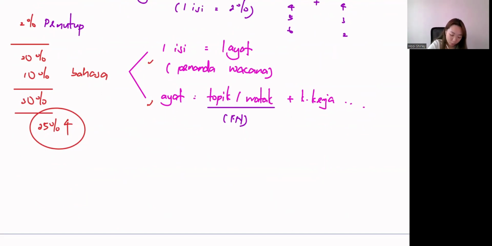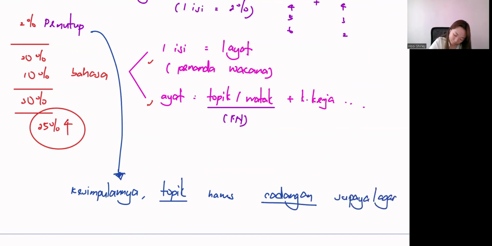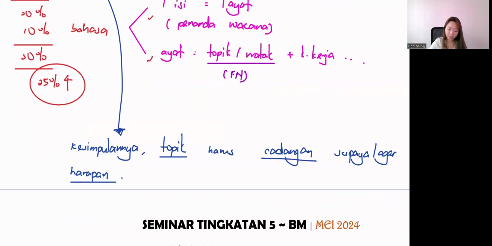Then the last one, for penutup, cannot have watak. What does this mean? Kesimpulannya, topik, harus, cadangan, supaya or agar, harapan. Okay. Now I give you an example.